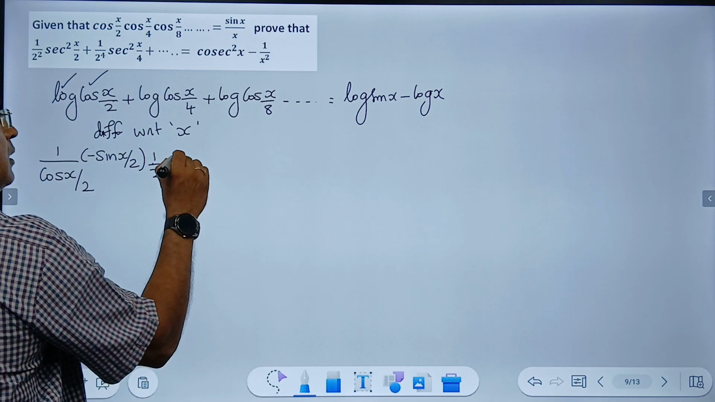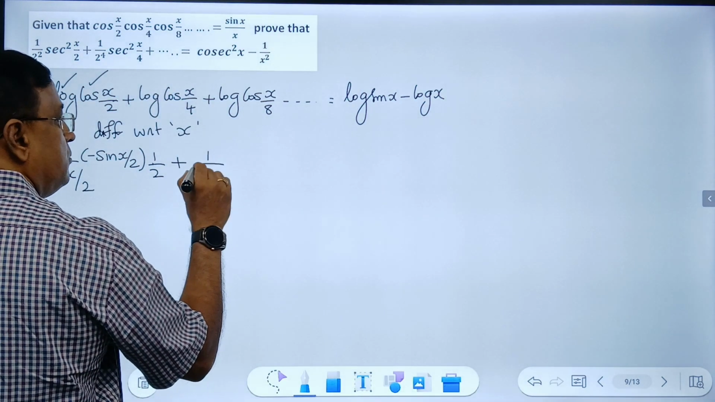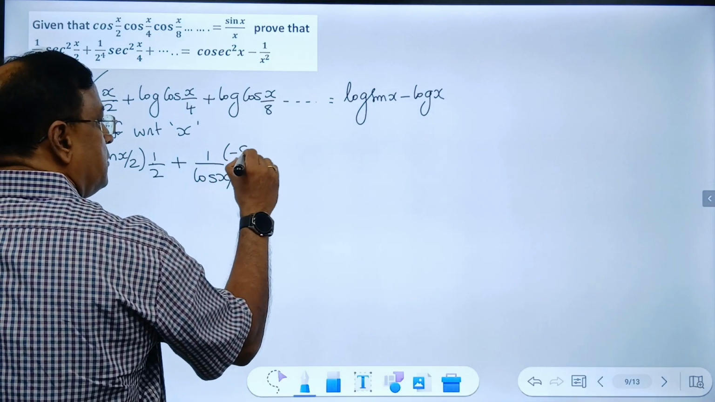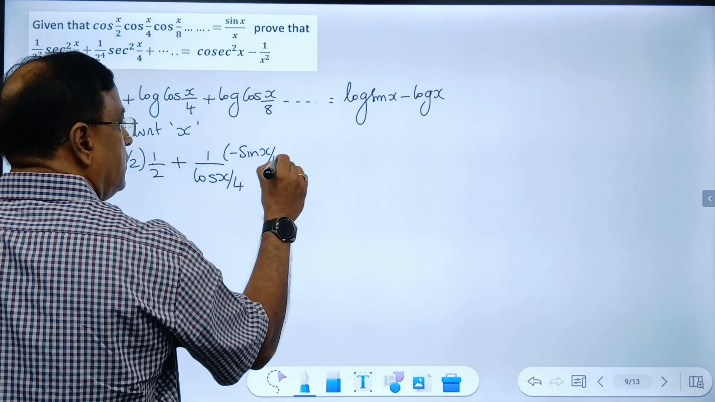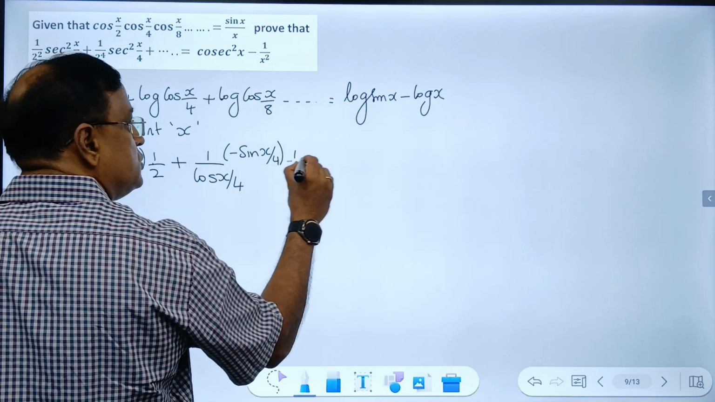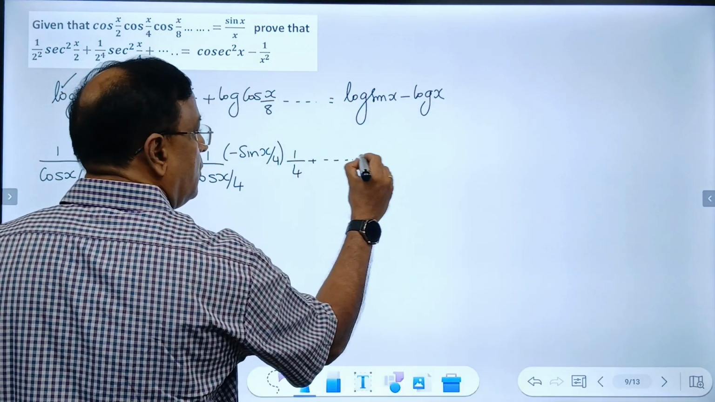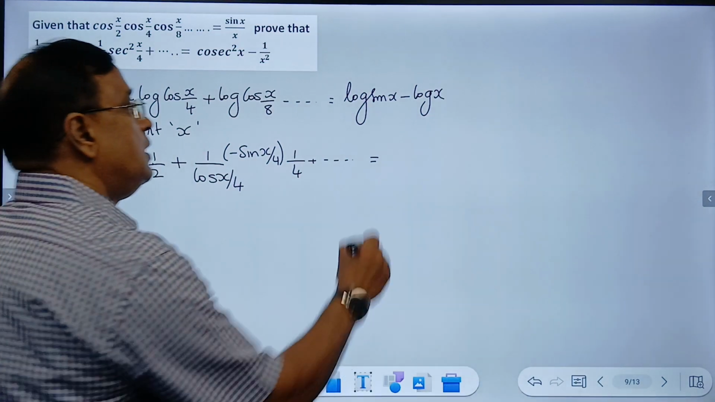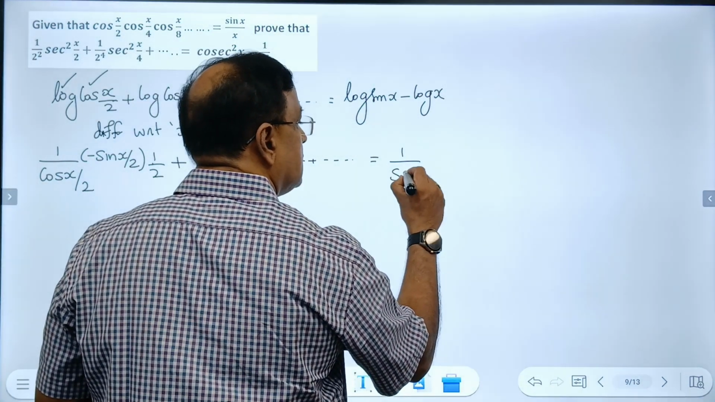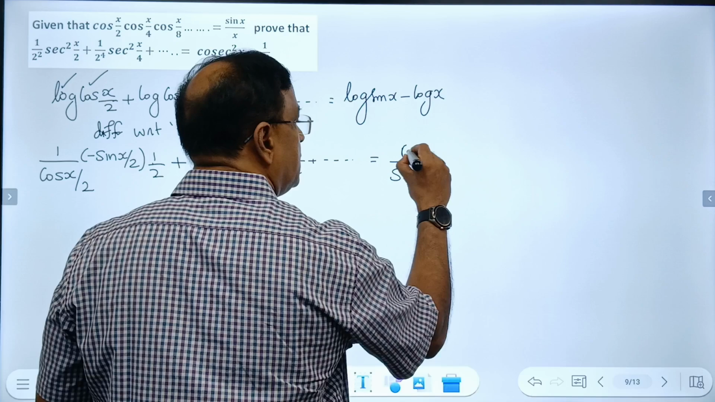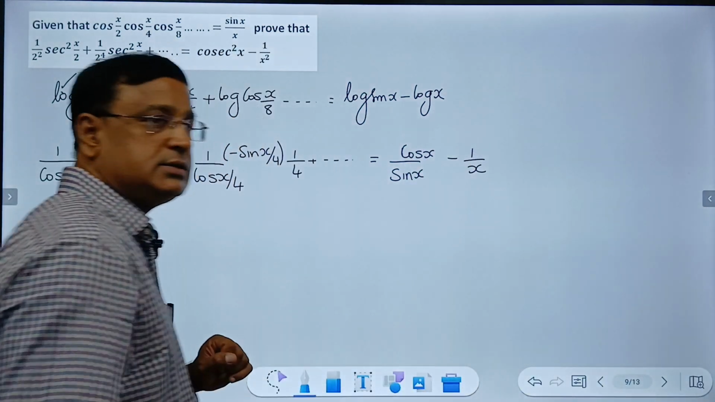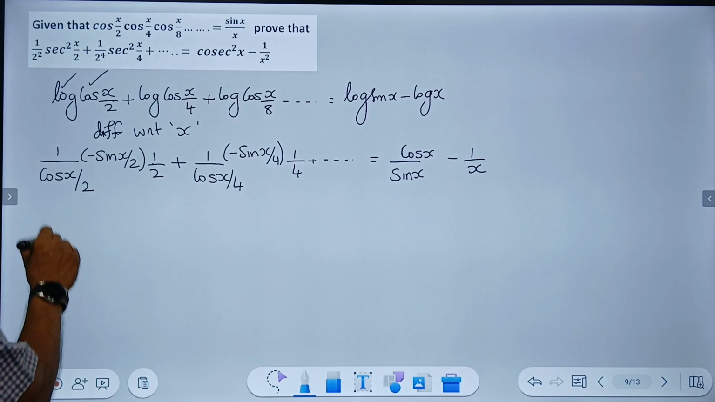Same thing. First you differentiate log 1 by cos x by 4. Differentiate cos, minus sin x by 4. Differentiate x by 4, which is 1 by 4. So on. What is differentiation of log sin x? 1 by sin x, differentiation of sin x will be cos x, minus differentiation of log x, which is 1 by x. Okay.